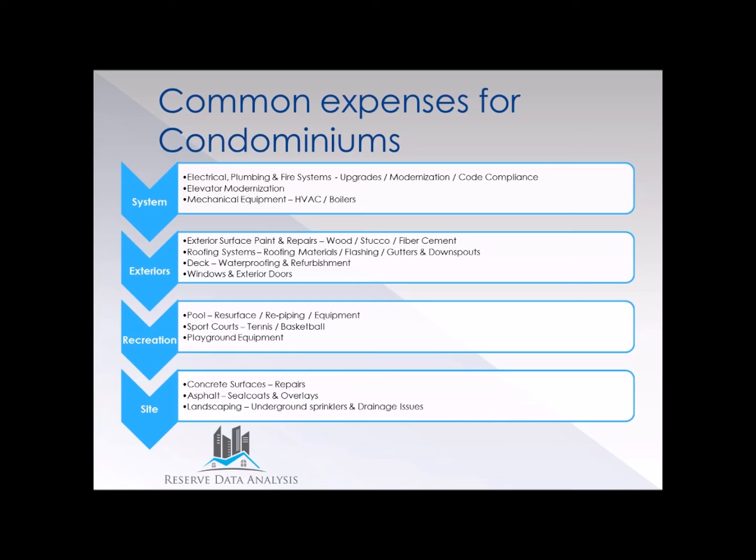Other items that are not apparent oftentimes are landscaping, underground sprinklers, and drainage issues. This comes up quite often where we see root issues and whatnot totally destroying an underground sprinkler system, and they have to go in and totally dig it all up, tear up all the landscaping, redo the underground sprinkler piping, and then redo all the landscaping. Extremely expensive, but it does happen over time, and again, it may only be every 25, 30 years, but when the system goes down and you have to replace it, that cost is significant.